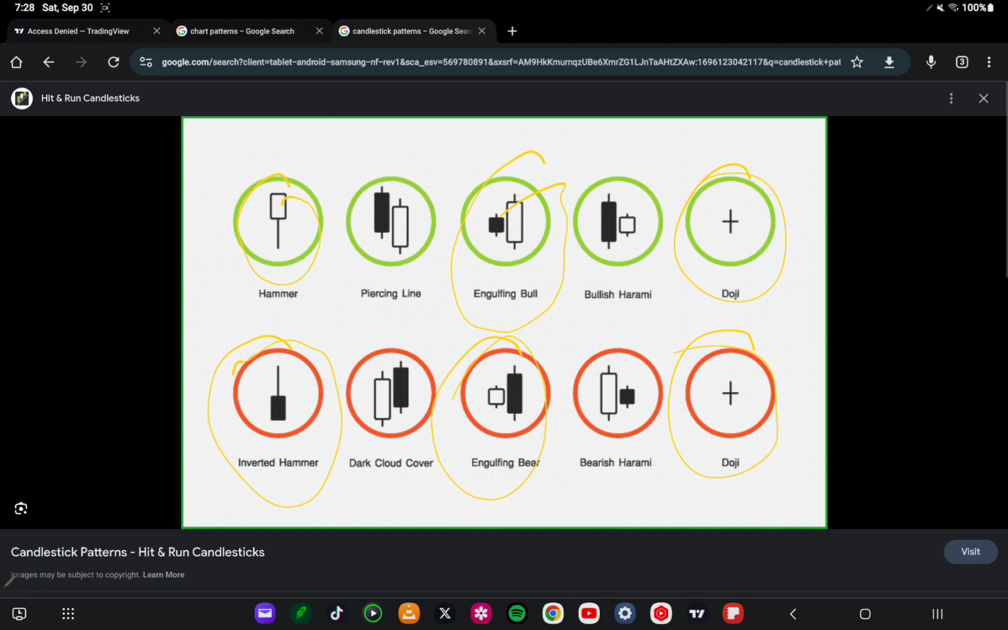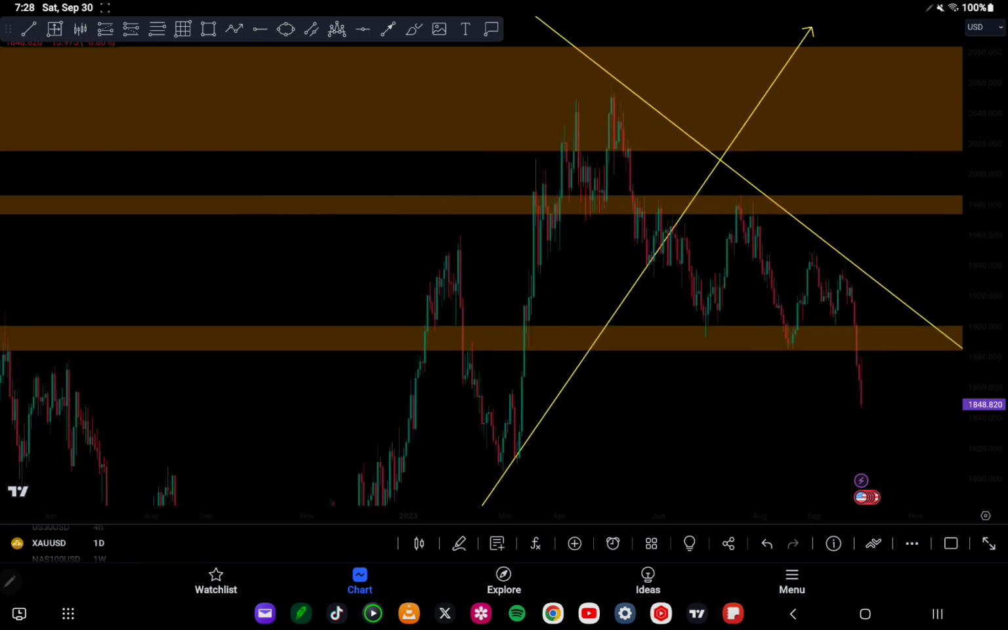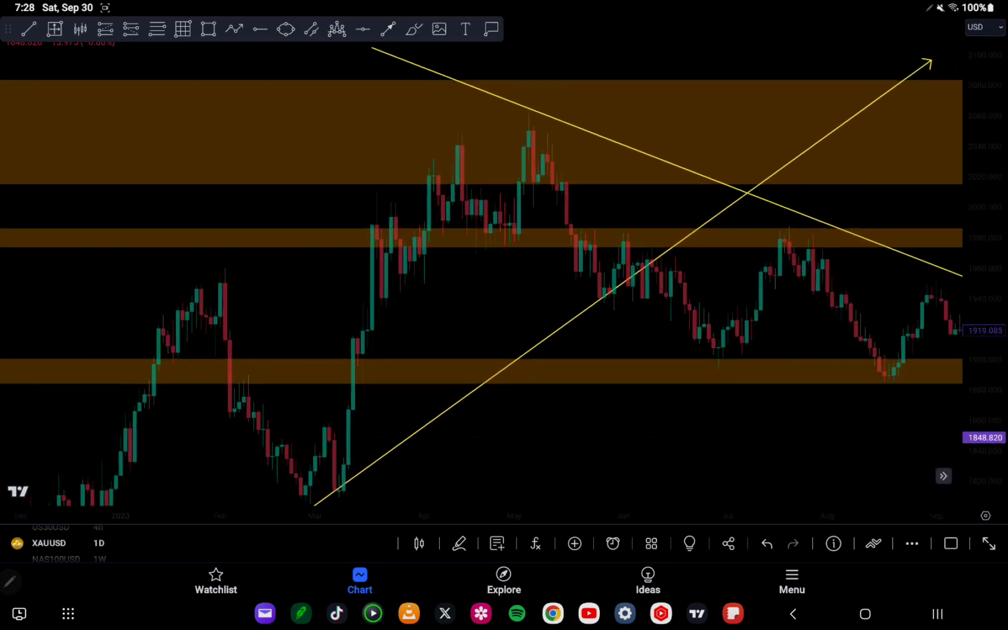Yeah, so you can do more research on candlesticks, but I'm just putting this out for beginners that don't really know much. So I'm just going to go back to my chart and show you a few examples of this and the chart pattern. So let's go back to my analysis right there.